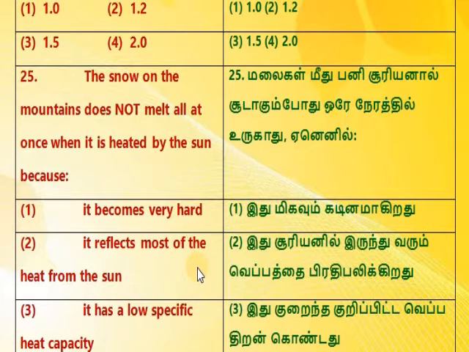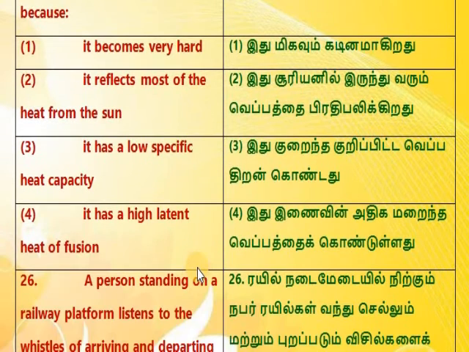1. It becomes very hard. 2. It reflects most of the heat from the sun. 3. It has a low specific heat capacity. 4. It has a high latent heat of fusion.